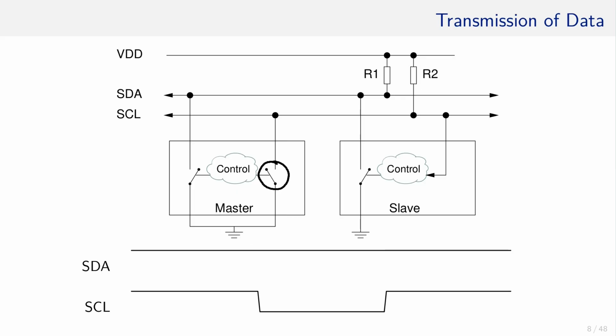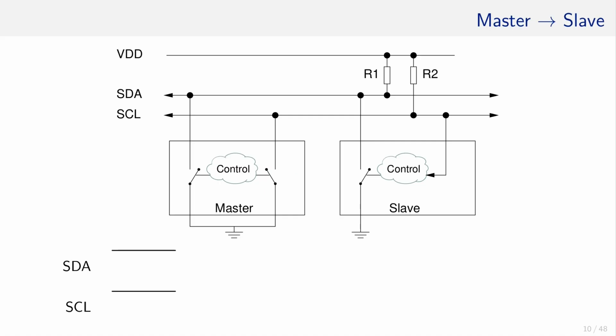If this switch is opened again, SCL is kept floating. Since no one discharges the potential of SCL into the ground anymore, VDD is able to charge the wire to its high state as shown in the diagram.